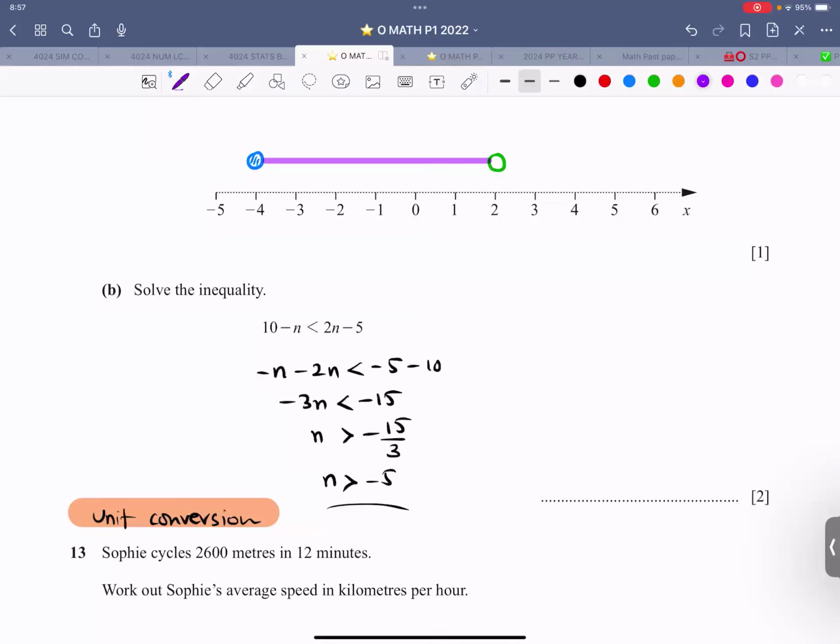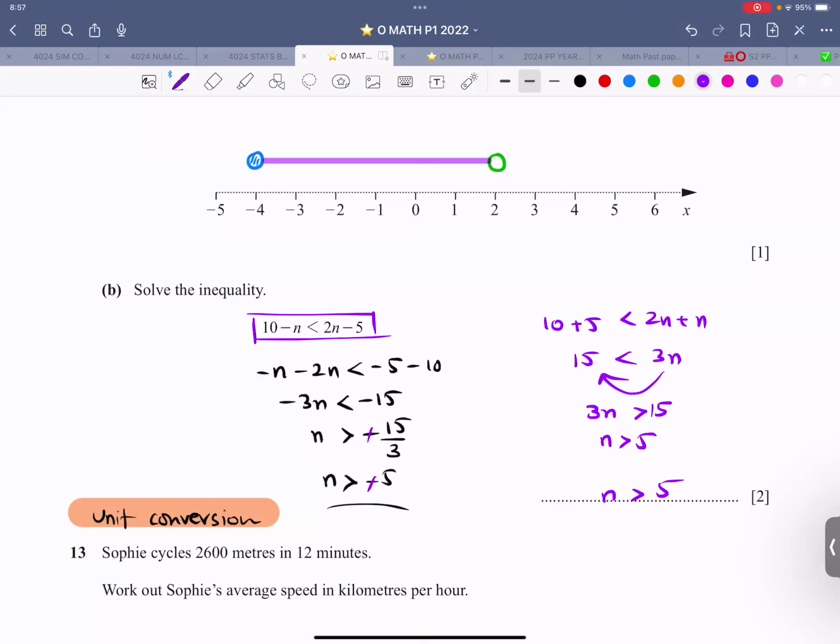Now, some people ask this question: what if we take it to the other side? The rules of maths are fixed. The answer will still come out to be the same. 10 plus 5 is lesser than 2n plus n. 15 is lesser than 3n. How will you read it? 3n is greater than 15. So therefore, n is greater than 5. And that's your answer. The minus minus cancel out.